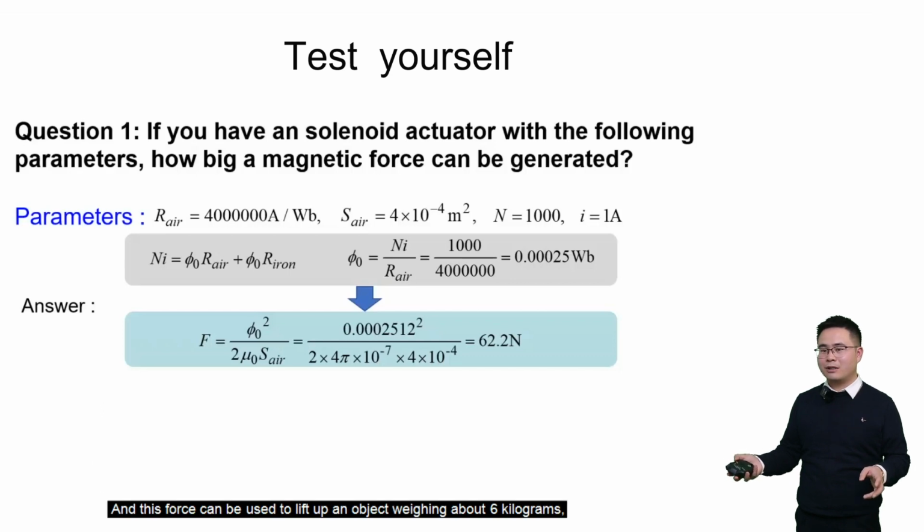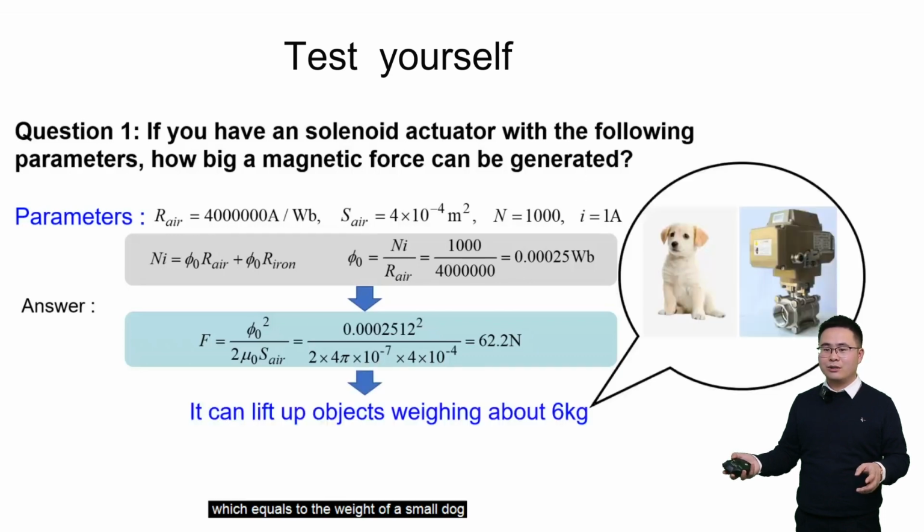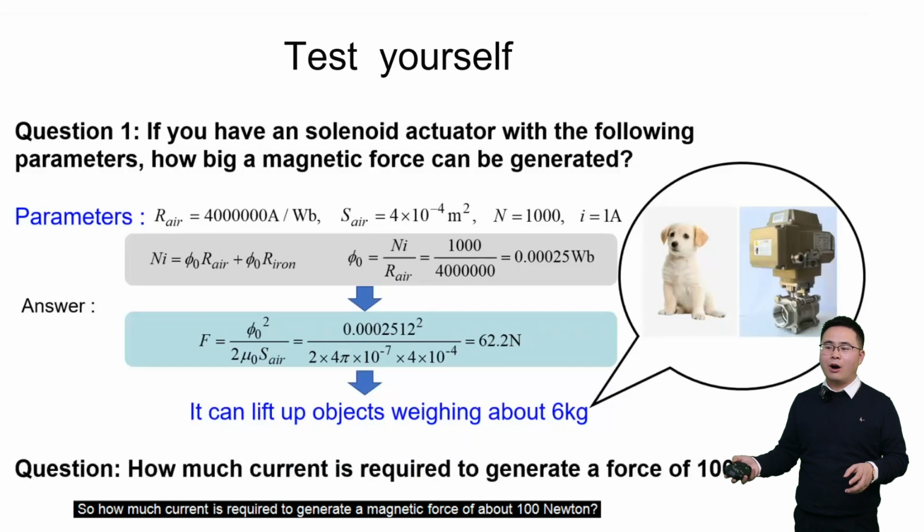And this force can be used to lift up an object weighing about 6 kilograms, which equals the weight of a small dog. And this solenoid actuator can be used in the valve in our factories. So I want to ask you a first question. You can think about it after class. How much current is required to generate a magnetic force of about 100 Newton?